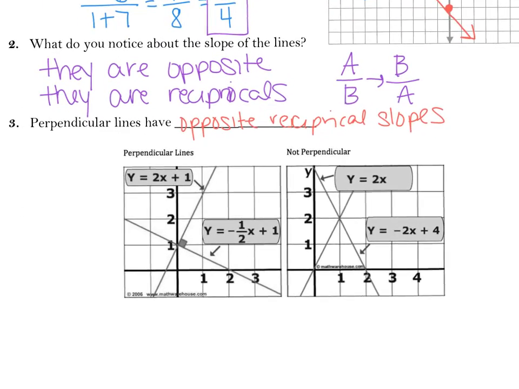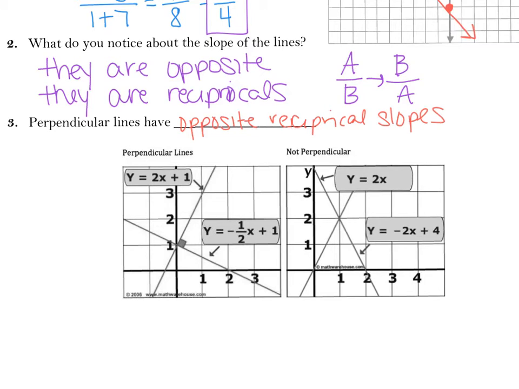So we can kind of use this graph here to demonstrate that. You'll see in this first graph here, our slope is the number before x. So right here, the number before x. In this one, it's a positive 2, and this one, it's a negative 1/2. So they're opposites, and they're also reciprocals of one another, 2/1 and 1/2. So this is perpendicular. Whereas when I look at the second graph here, you have negative 2 and positive 2. They're just opposites but not reciprocals, so it is not perpendicular.